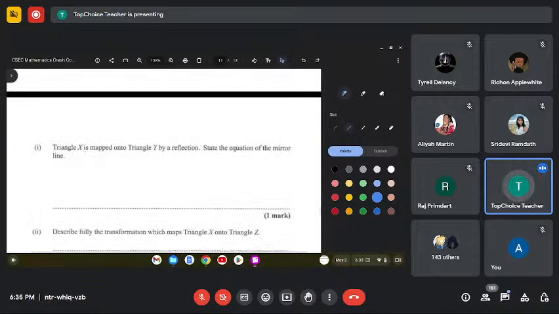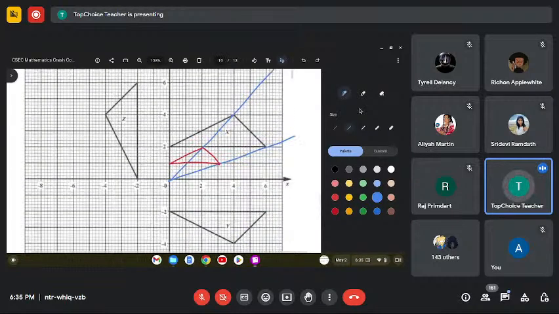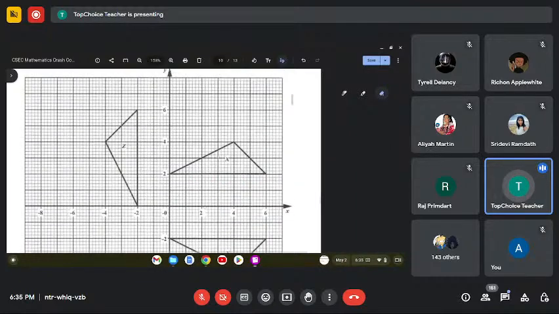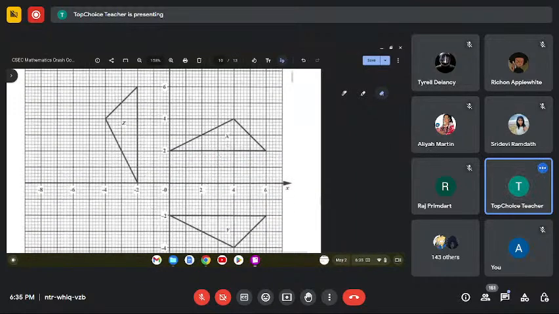The triangle X is mapped onto triangle Y by a reflection. State the equation of the mirror line. Now I will remove these lines, and before I write, I need to put them back because this was very difficult to draw. And you will see why I need that drawing. But let's look at this. We have this triangle X, and it's being mapped onto triangle Y below.